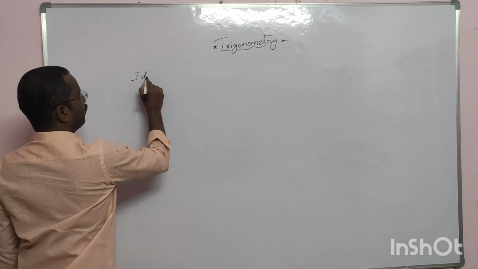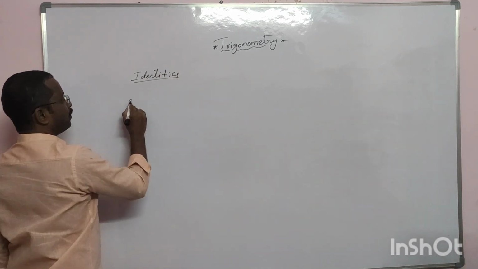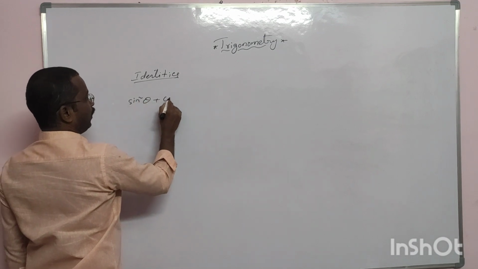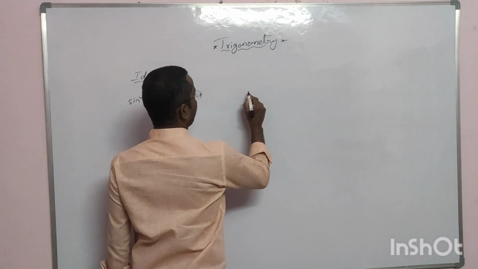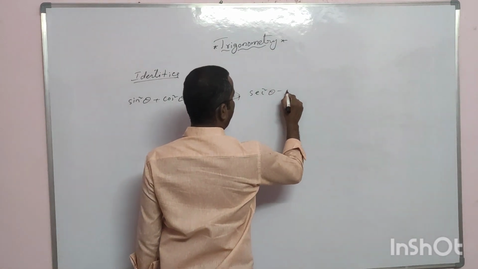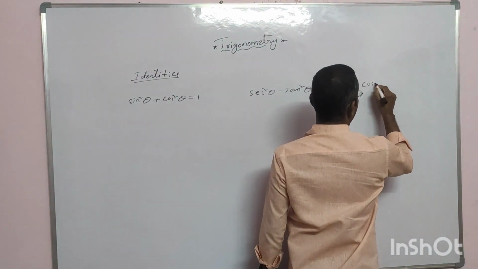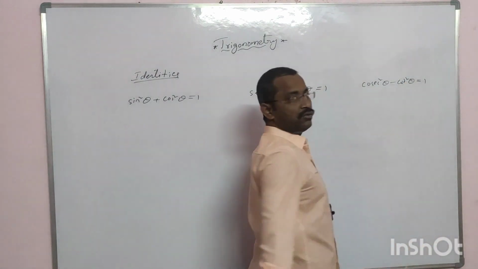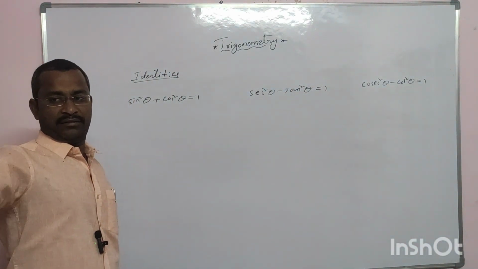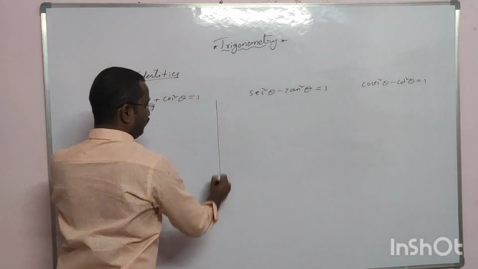The last exercise: trigonometric identities. Sin square theta plus cos square theta is equal to 1. Sec square theta minus tan square theta is equal to 1. Cosec square theta minus cot square theta is equal to 1. Three identities. These are the main identities.